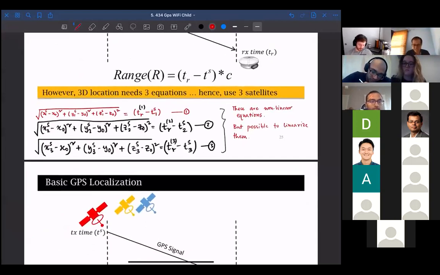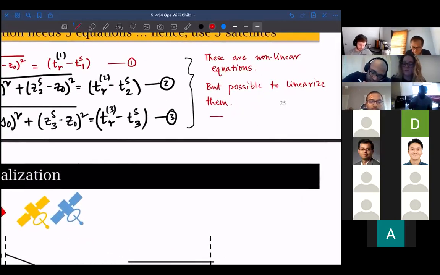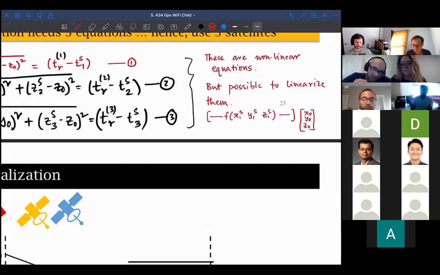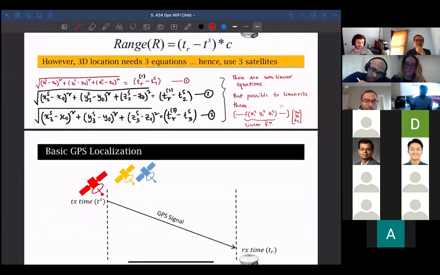You can basically make this equation into some function of x1s, y1s, z1s times x0, y0, z0. And you can make this a linear function. There's a way of doing it. I'll point you to a video, a very nice explanation on how you linearize those equations. And this is often done.